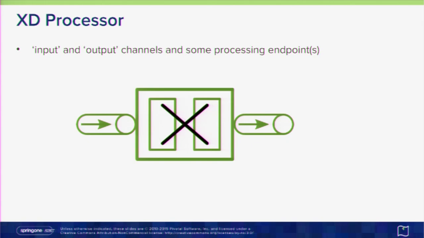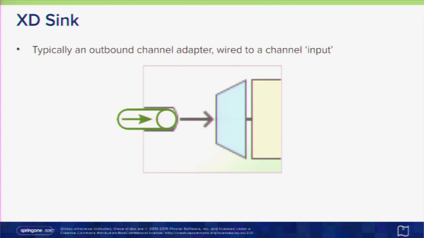As we construct a stream, we can then pass that data onto a processor, which typically has one or more endpoints within it, and an input channel and an output channel. And then the third type of component is a sink, which typically is just an input channel and some kind of outbound channel adapter, like the HDFS sink, which writes the data into HDFS.